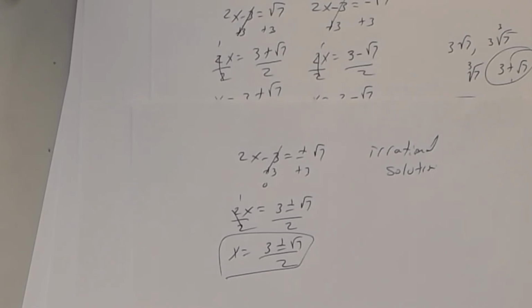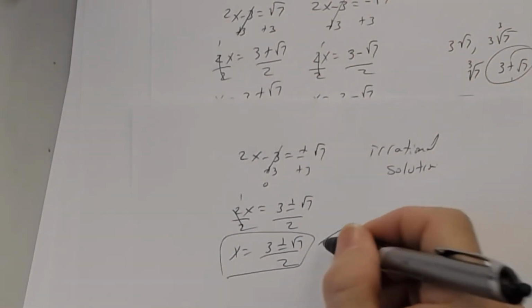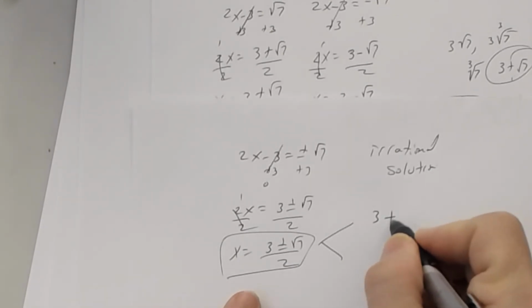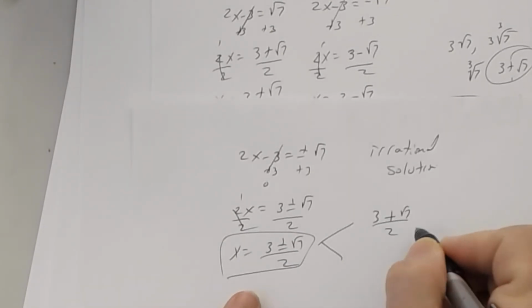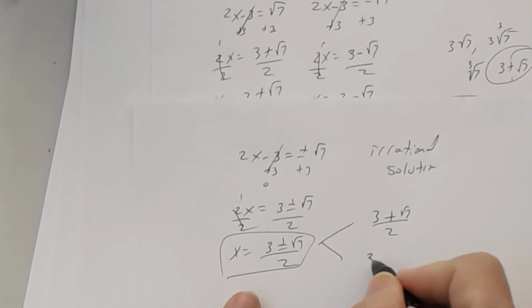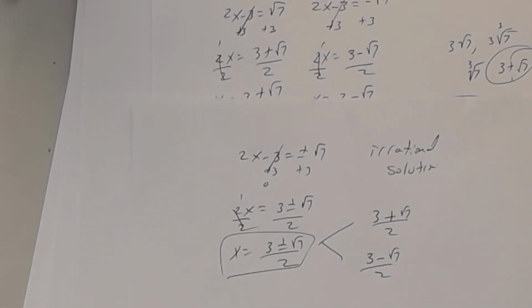Okay? Now, on MyMathLab, though, if you've read this on MyMathLab, you know you have to split it apart. You have to write them as 2 separate solutions. So in other words, you have to say 3 plus the square root of 7 over 2. And what's the other? 3 minus square root of 7 over 2. So there are 2 solutions. All right.